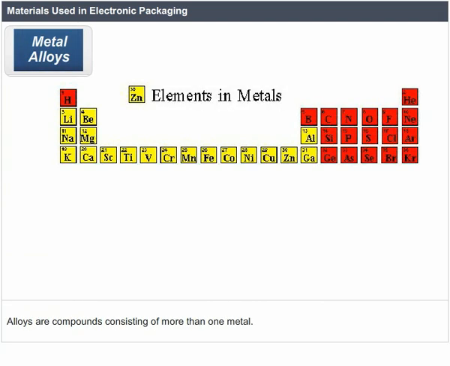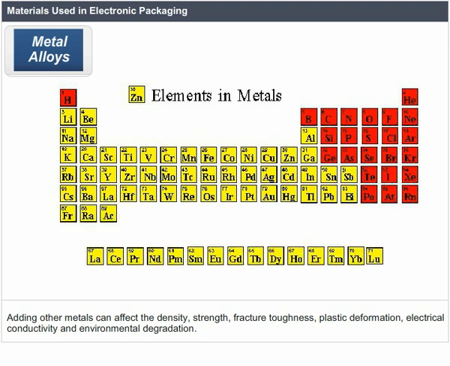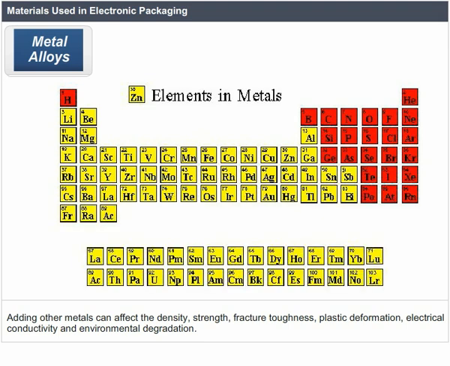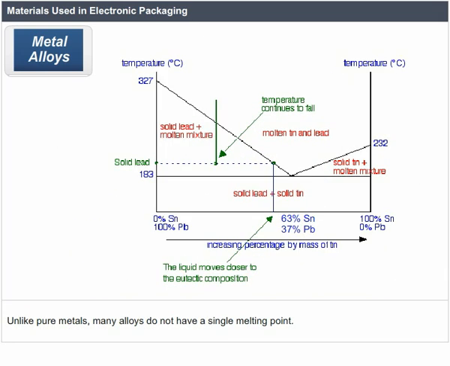Metal alloys. Alloys are compounds consisting of more than one metal. Adding other metals can affect the density, strength, fracture toughness, plastic deformation, electrical conductivity, and environmental degradation. Unlike pure metals, many alloys do not have a single melting point. Instead, they have a melting range in which the material is a mixture of solid and liquid phases.